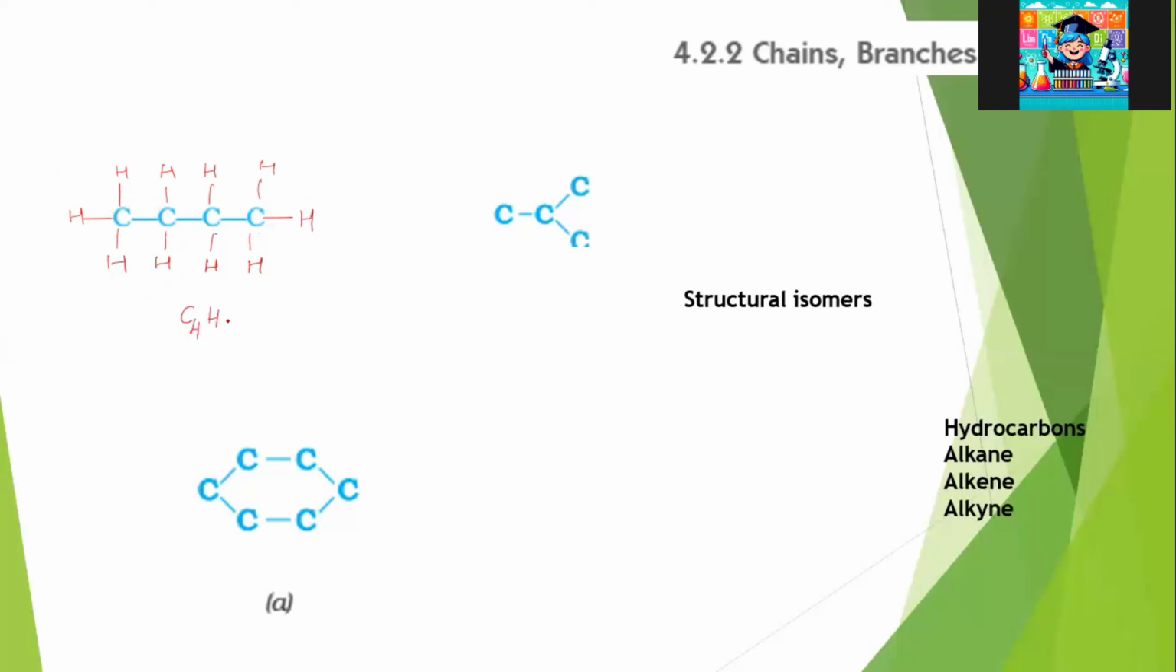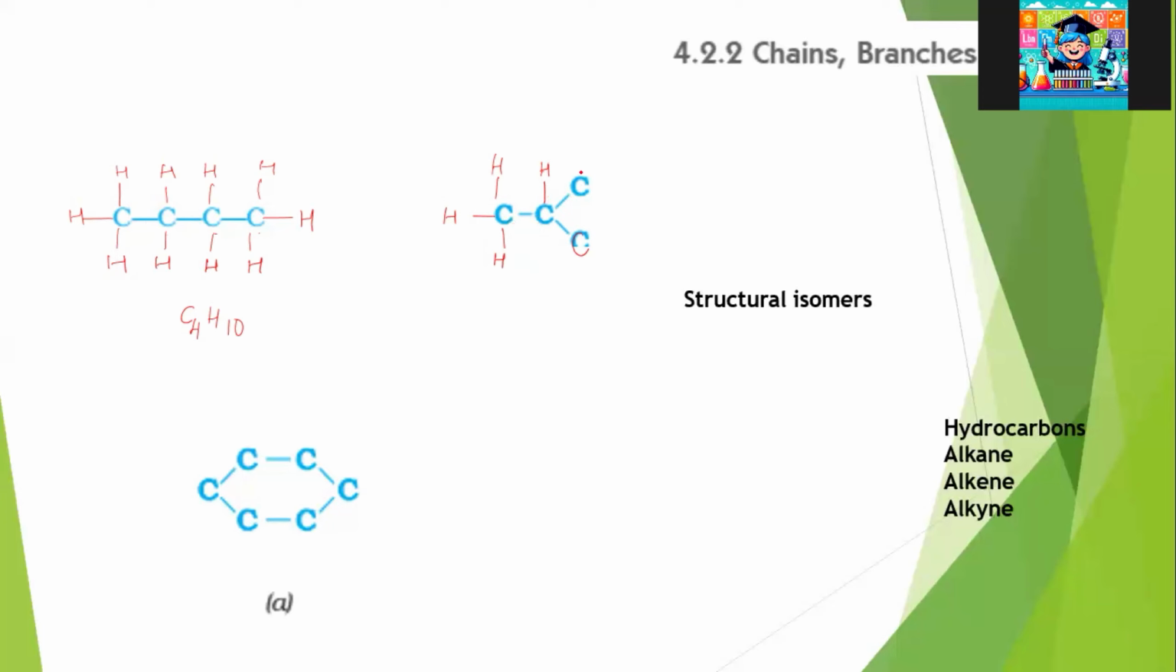This is C4H10. 1, 2, 3, 4, 5, 6, 7, 8, 9, 10 hydrogens. And now we will see the branched carbon compounds. Same number of carbons as the first compound, but arranged in a branched fashion. Here we will write all the hydrogens to complete the tetravalency. This carbon will have 4 bonds around it. And for this carbon, it will need 1 hydrogen bonded to it. Then only it will have 4 bonds around it.